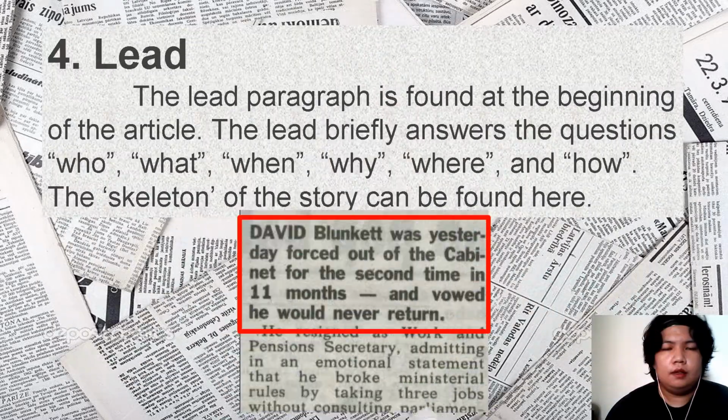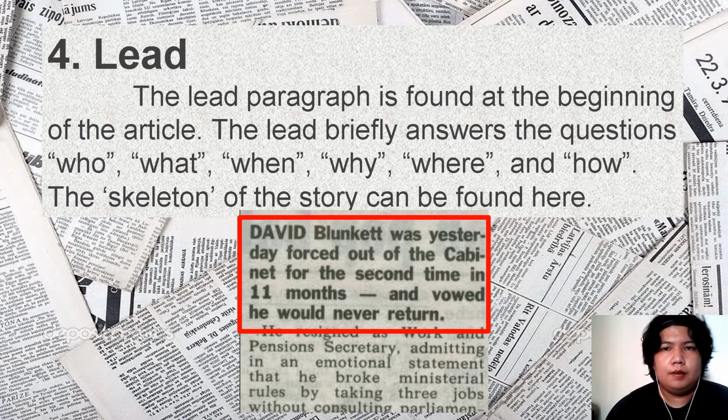The fourth one is the lead. The lead paragraph is found at the beginning of the article. The lead briefly answers the questions who, what, when, why, where, and how. The skeleton of the story can be found here.